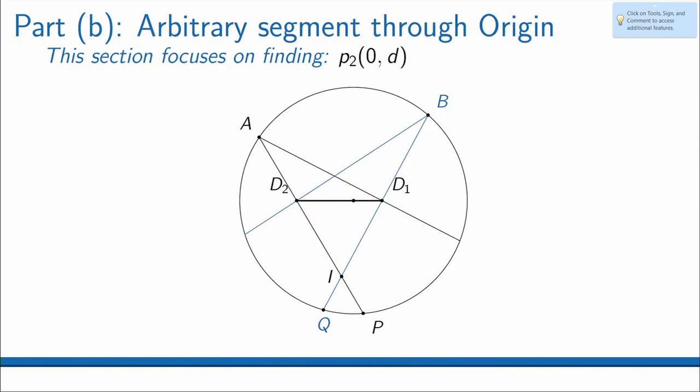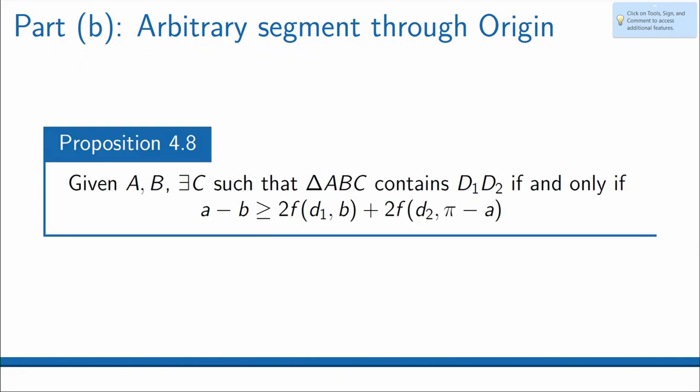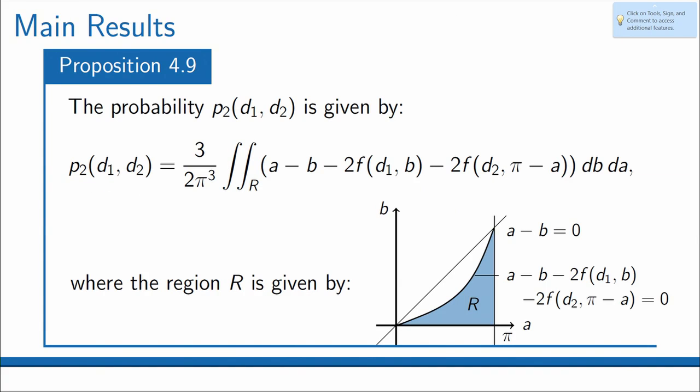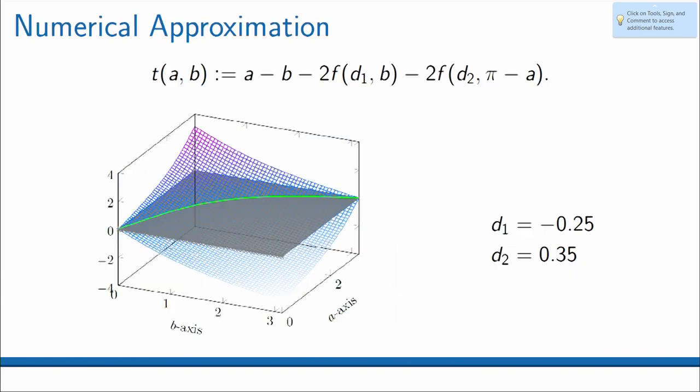And now we'll move on to the second case, which is an arbitrary segment through the origin. By similar arguments, we get a bound for AB, and we get the integral form of the probability as well. And this integral is integrated over this region R. And this is a plot of the integrand. And notice that we are integrating the region behind the green curve.